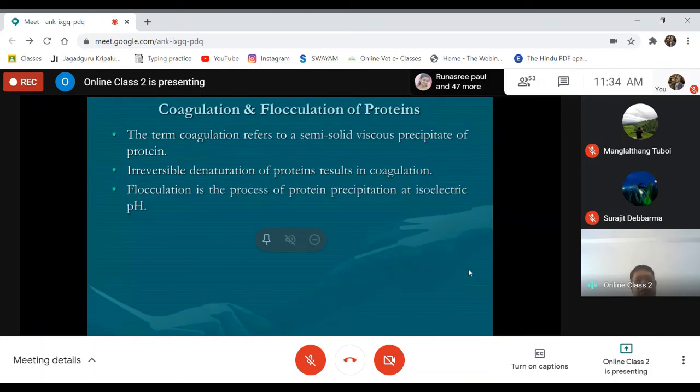Then flocculation is the process of protein precipitation at the isoelectric pH. While discussing the amino acids, we defined it as the isoelectric point. Since proteins are also polymers of amino acids, different proteins will also have an isoelectric pH, meaning the pH at which the protein molecule has no net charge. So at the isoelectric point, the proteins are precipitated.